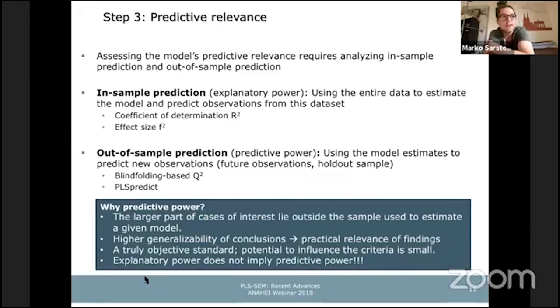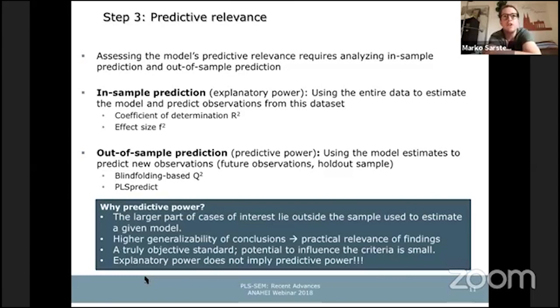But the thing is, this is actually what prediction is all about. You want to know what a certain observation looks like for which you don't have the entire information. So you want to predict new observations. Think of the analogy of a bank where you want to set up some credit rating system and you want to assign credit scores to your customers.